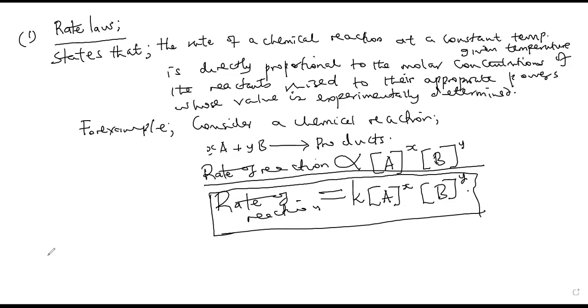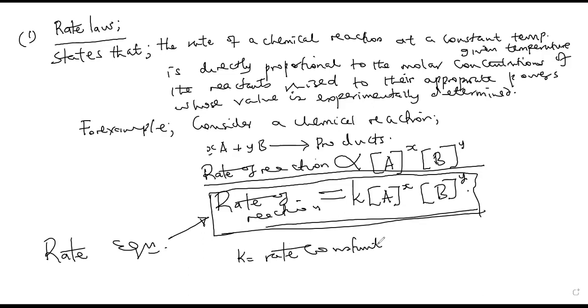So when we say the rate equation, it expresses the rate of a chemical reaction in terms of the concentration of each reactant raised to the appropriate power. In other words, when we say rate of reaction is equal to this, if you write this, this is the rate equation, whereby, from our rate equation, K stands for the rate constant, or one can call it the coefficient of rate of reaction. One can call it the rate coefficient.